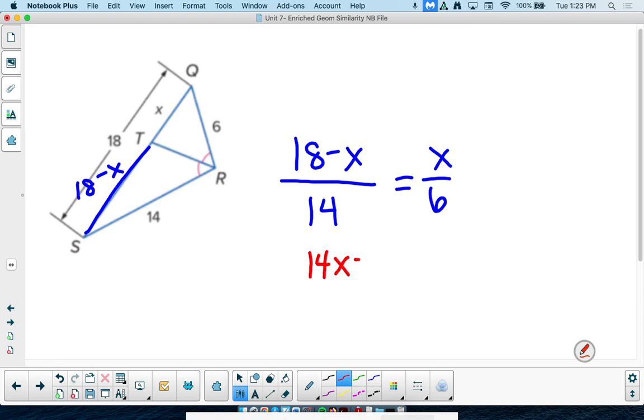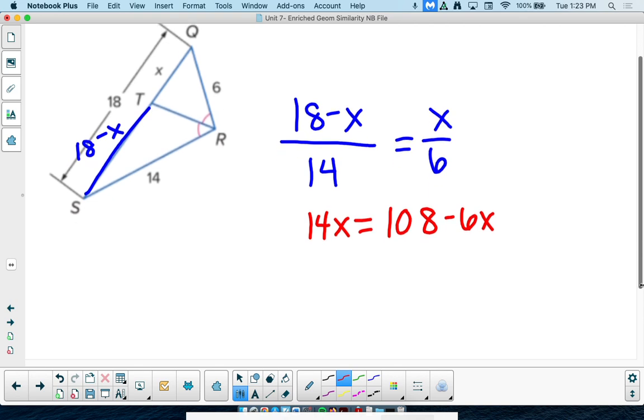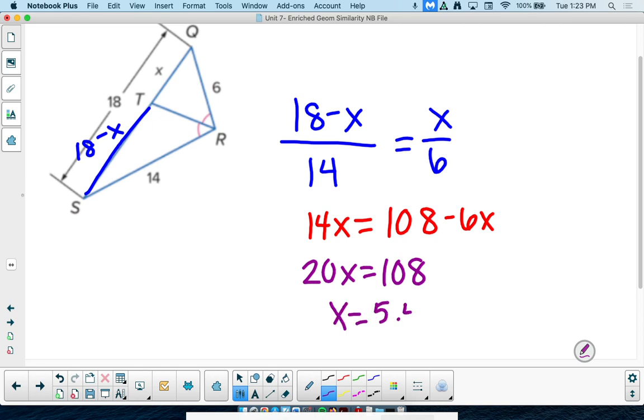Don't forget to distribute the 6 to the 18 and the negative x. What is 18 times 6? 108. Can I get a decimal? That's okay. Someone tell me what you get. 5.4. Perfect.